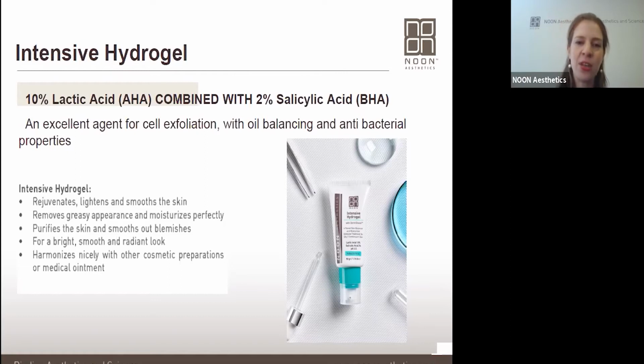So in order to fight against the hyperkeratosis, we can use intensive hydrogel because it contains two kinds of acid, alpha hydroxy and beta hydroxy. The alpha hydroxy is lactic acid that removes the dead skin cells from the top of the hair follicle. It just helps to open it. And the other is 2% of salicylic acid that has antibacterial properties. It also helps us to rejuvenate the skin. So in this way, we have covered the two symptoms we have in acne comedonica.